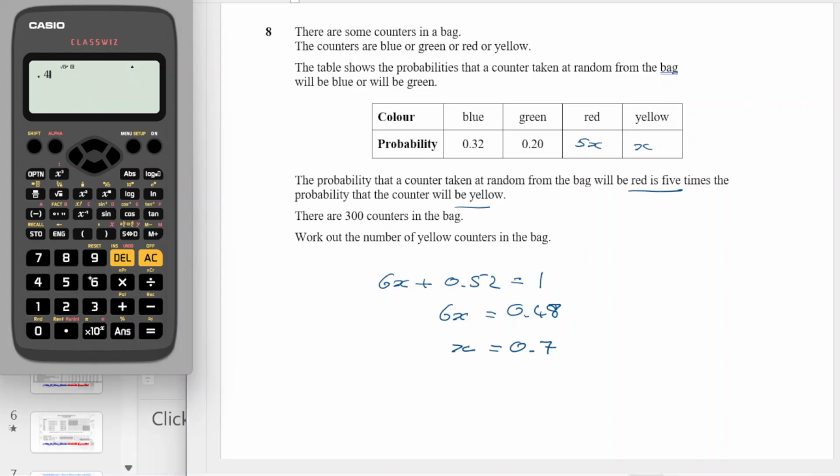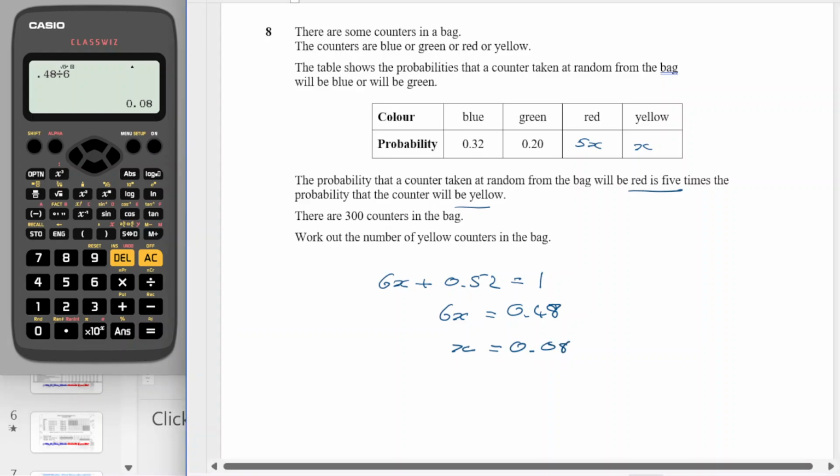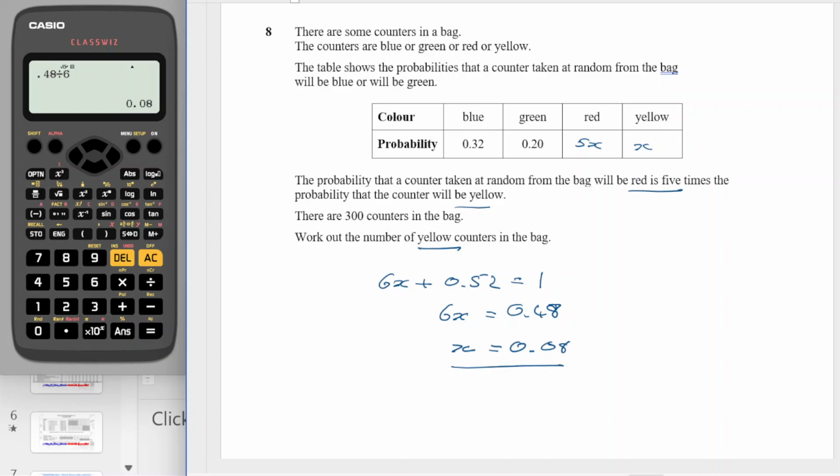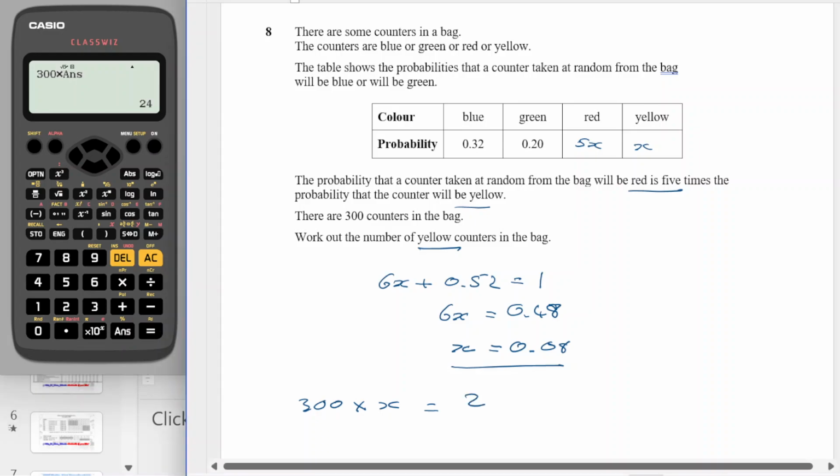So 0.48 divided by 6 gives me, yeah, 0.08. I've made a mistake there. So probability of it being yellow is 0.08. So the number of yellows would be 300 times by x, which would be 24.